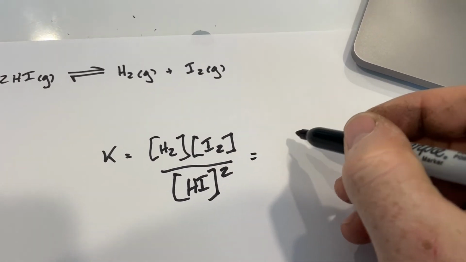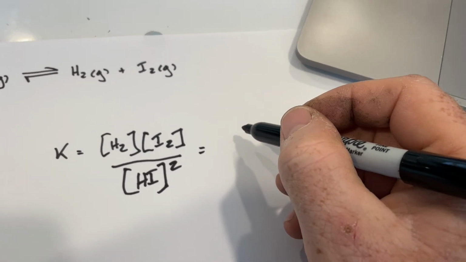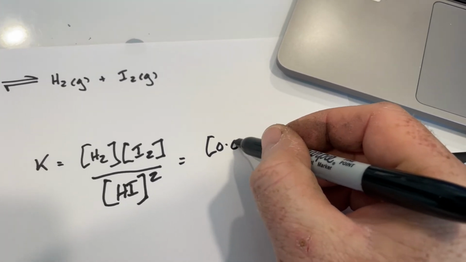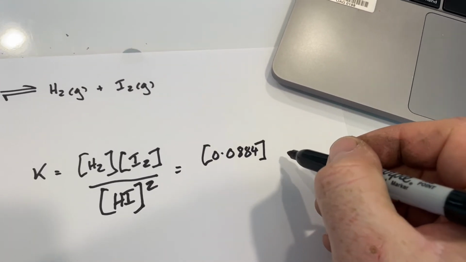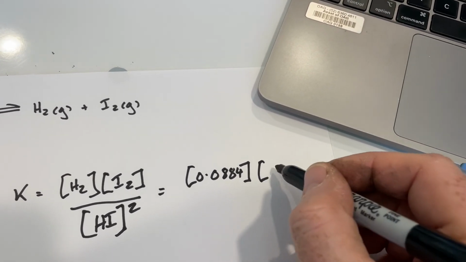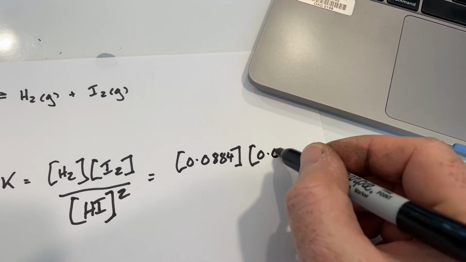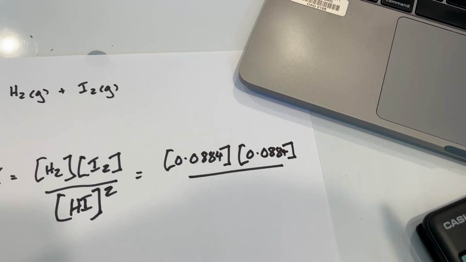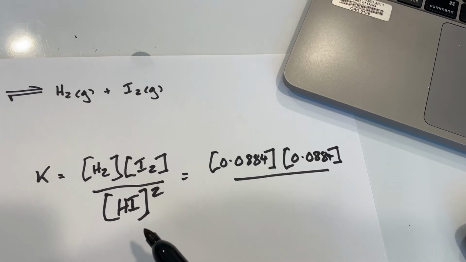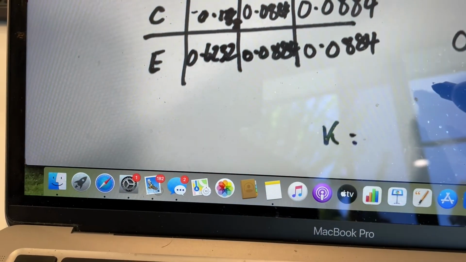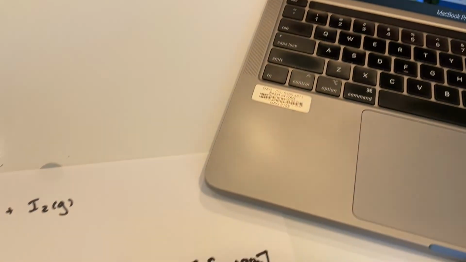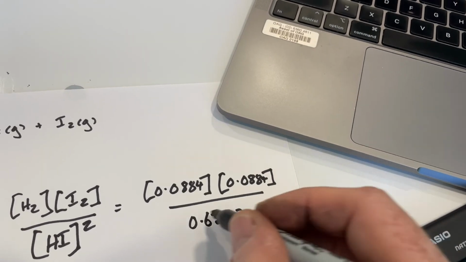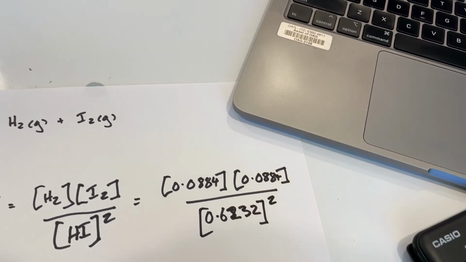So K is going to be equal to the concentration of hydrogen at equilibrium, which is 0.0884. I'm going to times that by the concentration of the iodine, which we just developed was exactly the same, 0.0884 moles per litre. And then I've got to divide that by the concentration of hydrogen iodide at equilibrium, and that was that great number there, 0.6232, and don't forget, you've got to square that number.